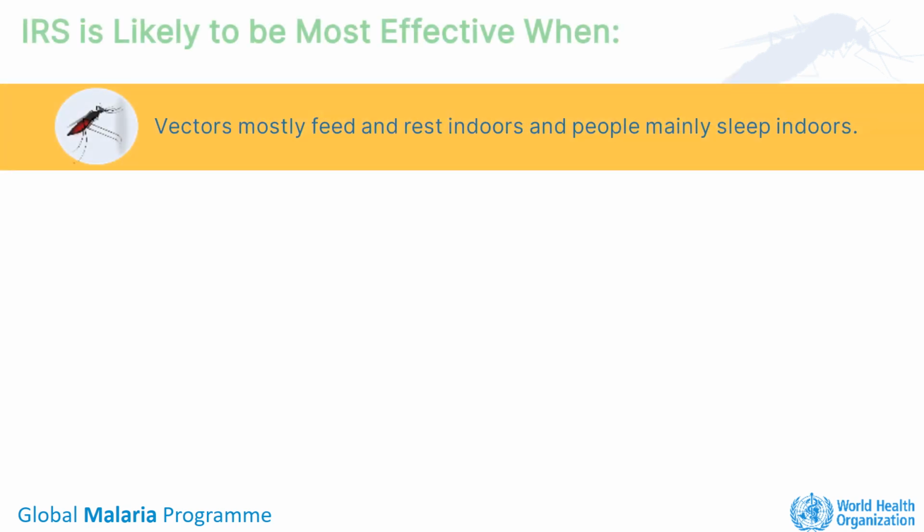IRS is likely to be most effective when mosquito vectors mostly feed and rest indoors because that's where the mosquitoes will encounter the insecticide. IRS is also most effective when the population sleeps indoors, as there's little impact of IRS on outdoor biting mosquitoes unless they also rest indoors.